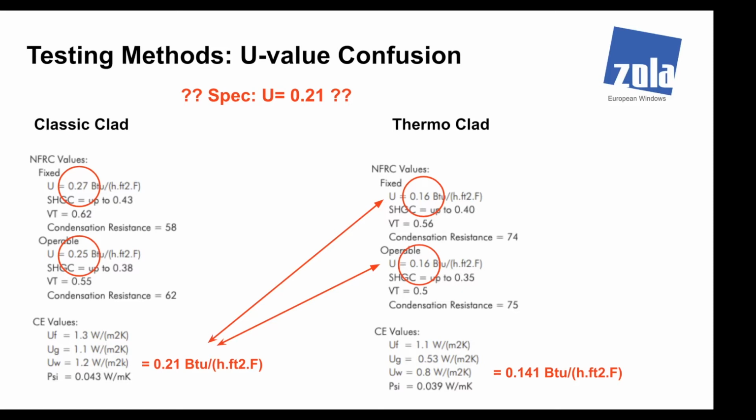But most importantly, you should actually be stating where the value comes from. And nobody ever does that. If you give us a 0.27 BTU, you should kindly say that that's an NFRC value. Or if you're giving us a 0.21, you should say that that's a CE value, because 0.21 CE is actually equivalent to the 0.27 fixed NFRC.